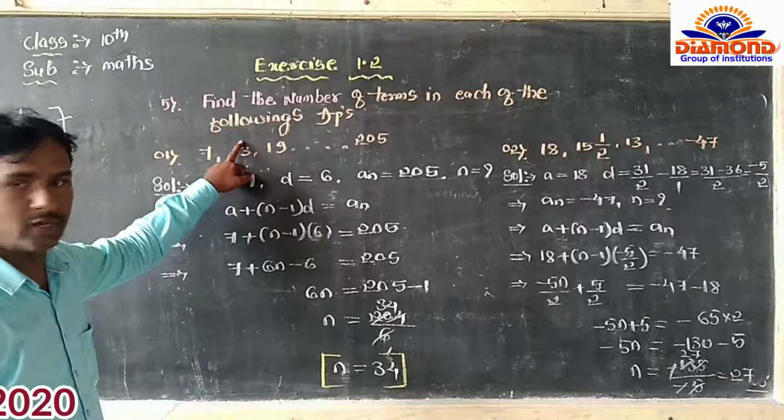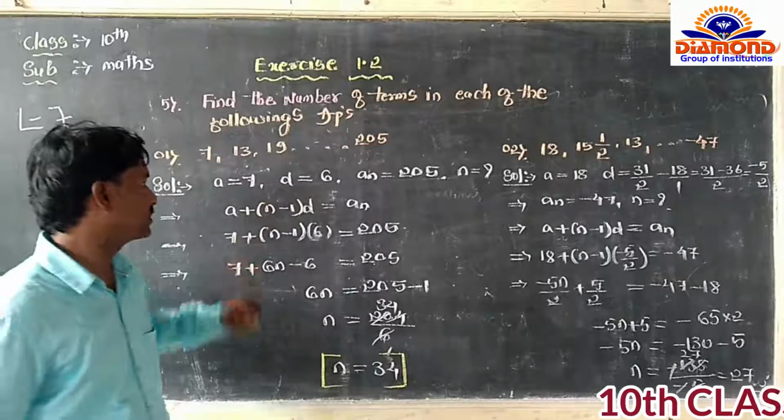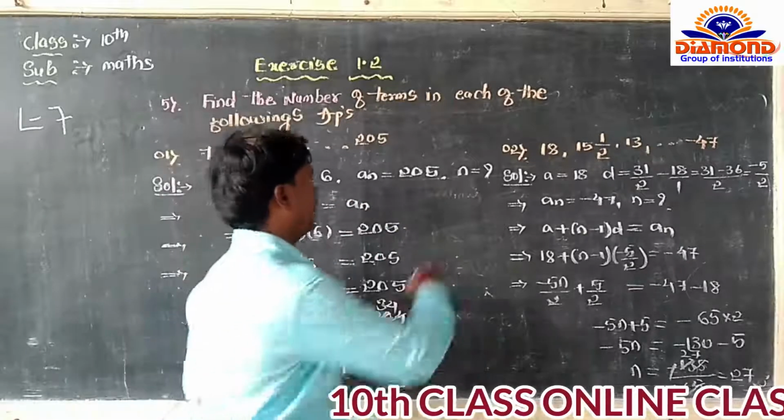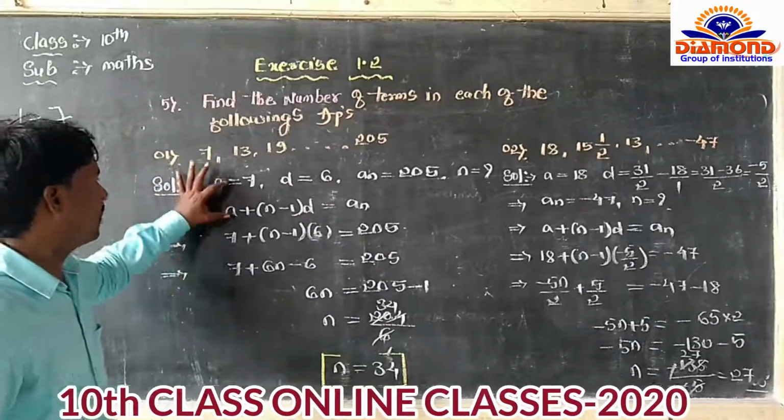So now, first a is equal to 7 and common difference d is equal to a2 minus a1. a2 is 13, so 13 minus 7 is equal to 6, dear students. And the last term an is equal to 205. n we are finding, dear students. So now the formula is there.